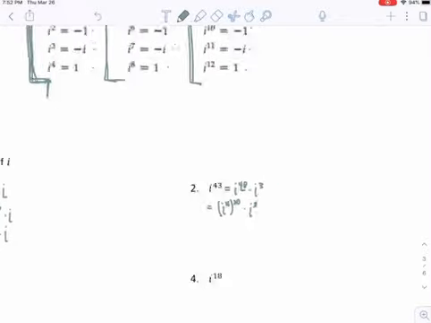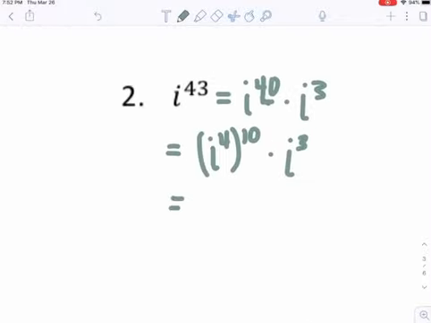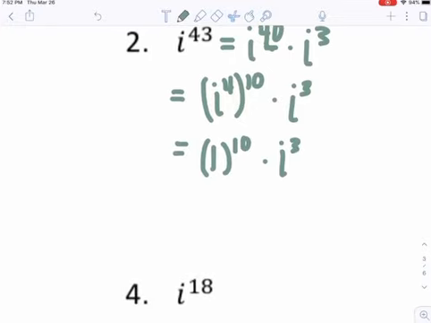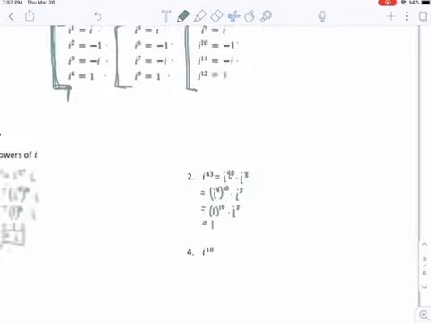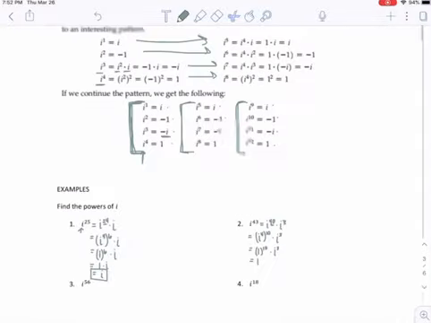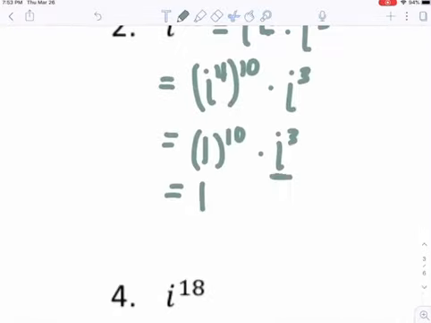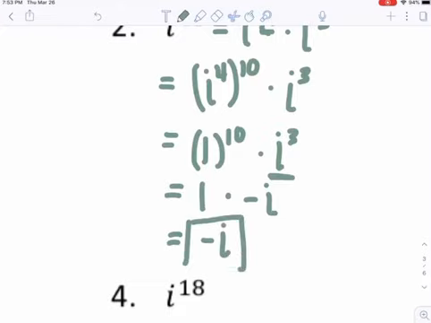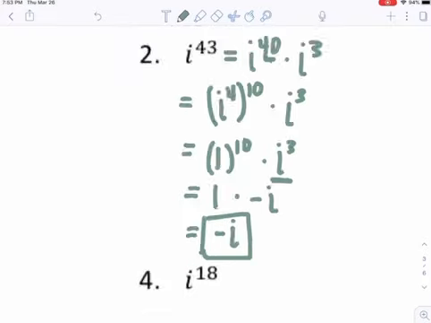So this becomes 1 to the 10th power times i to the 3rd. This is equal to 1, and then I want to refer you back to this chart, and I want you to notice that i to the 3rd is equal to negative i. So I can simplify this further because I know i to the 3rd is the same thing as negative i. My final answer is negative i, because 1 times negative i is just negative i. So this is as simple as we can get.